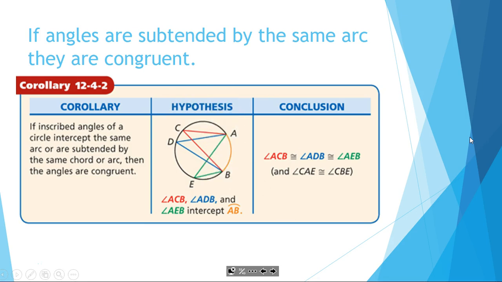Now, this might be a little bit confusing to y'all, but when you see it on a test, you need to just literally see if those angles all go to the same arc. We call it the arc is subtending the angle. If the arc subtends the same angles, then those angles are congruent.